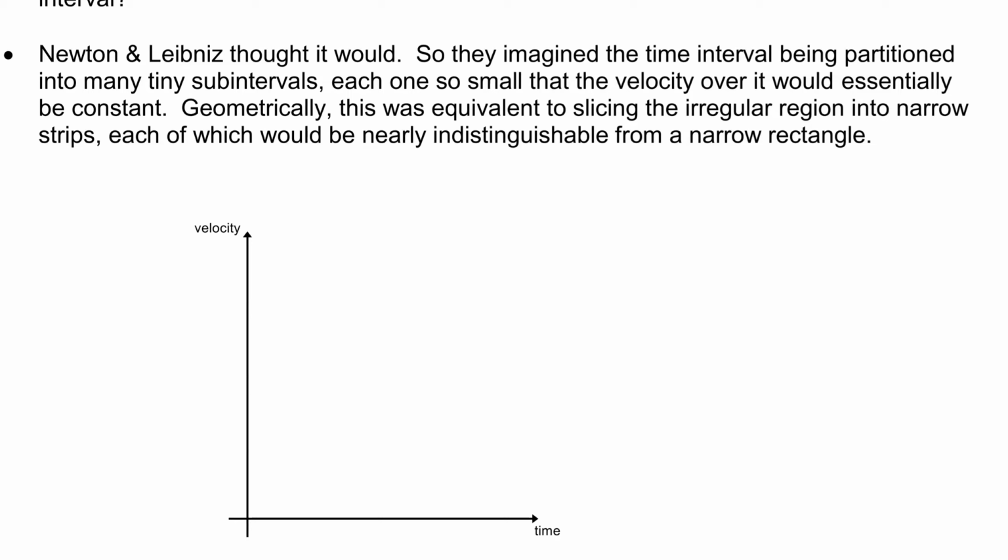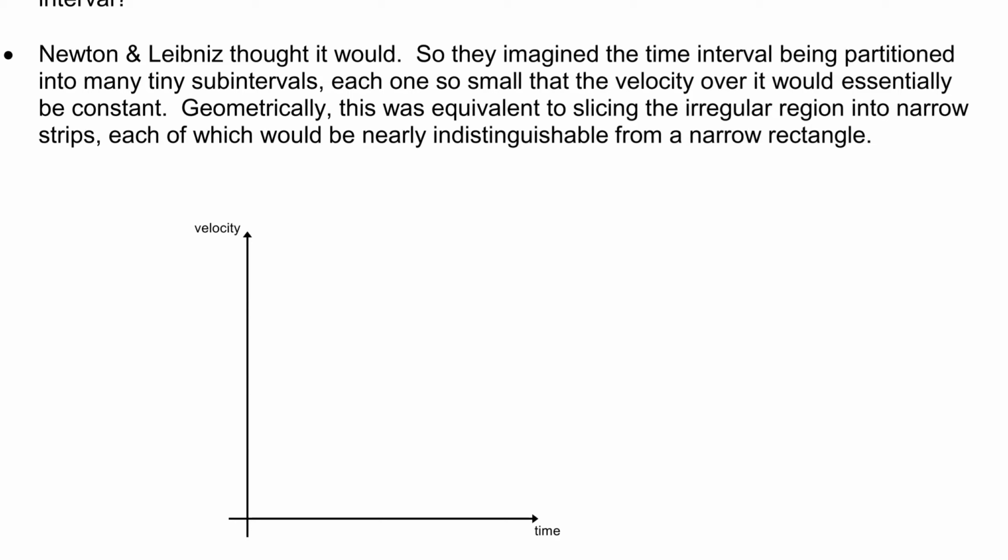We're talking about 2 hours of time. What if I have it split into 5-minute increments, or maybe a minute, or maybe every single second? You're not speeding up that much in 1 second. So we could roughly find out how much distance it travels this second. Now this second, we just add up all the distances. Geometrically, this is equivalent to slicing the irregular region into narrow strips, each of which would be nearly indistinguishable from a narrow rectangle.